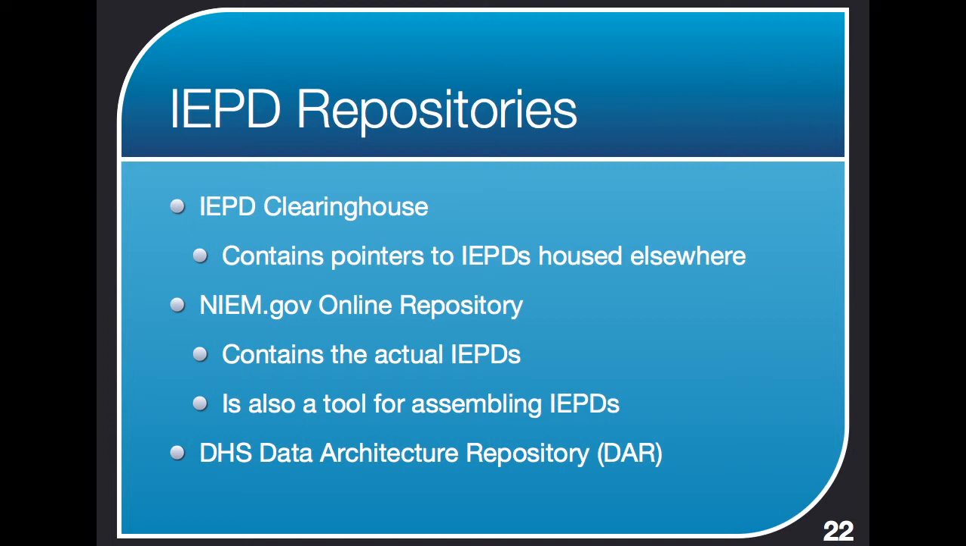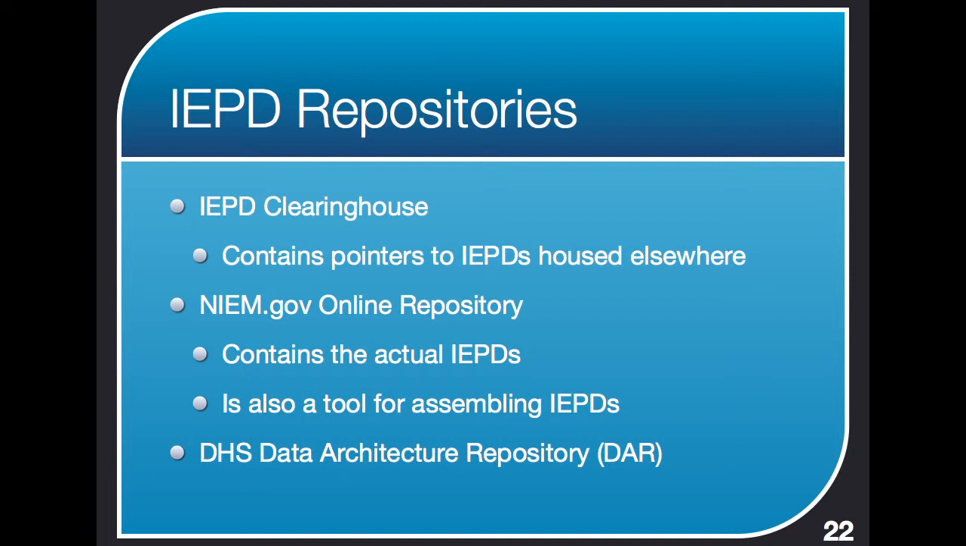The second repository is the NIEM.gov online repository, and it actually contains actual IEPDs. So people upload their IEPDs to the repository, and you can download them from there. It also works as a tool for assembling IEPDs and is the one I recommend for assembling them. And we'll talk about that later in this section when we talk about assembling and publishing IEPDs. But it actually has them online, and you can download IEPDs from it, as well as search for the ones you need.